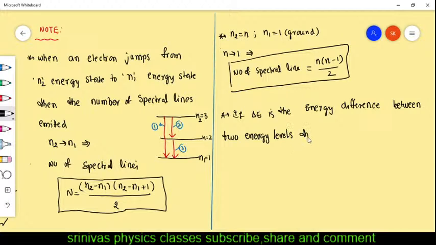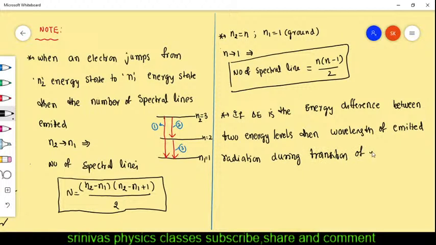Okay, then, the wavelength of emitted radiation during transition of electron between two energy states. What I am telling you here is, this is one energy state, its energy is E2.